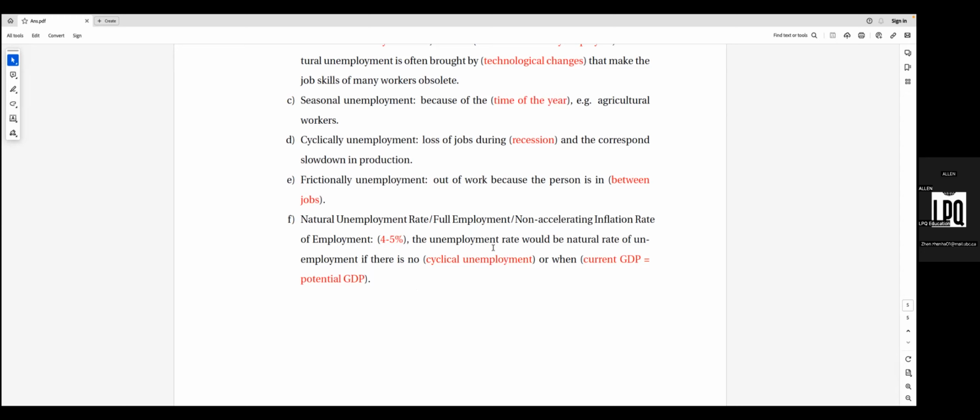So when the actual unemployment rate is the natural rate of unemployment, I'm talking about when the actual rate is roughly 4%, then we say currently there is no cyclical unemployment. Why is that the case? Why is there no cyclical unemployment? Because we think the current GDP is roughly equal to the potential GDP in a country. You haven't learned about potential GDP yet. When we finish number two, then you will understand this part.